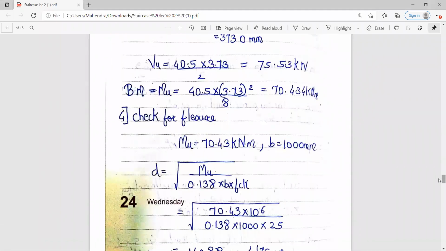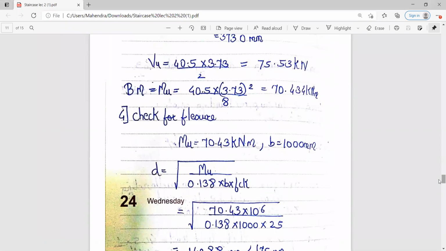So now you have to calculate the shear force and bending moment. For calculating shear force, again we are going to use the same formula that we had used earlier. So WL by 2. W is nothing but the total load that you have calculated just now. How much total load did you get? 40.5. And L is nothing but the L effective. Again you have to convert it in meter. So 3.73 meter divided by 2. So how much shear force do you get? 75.53 kilonewton.